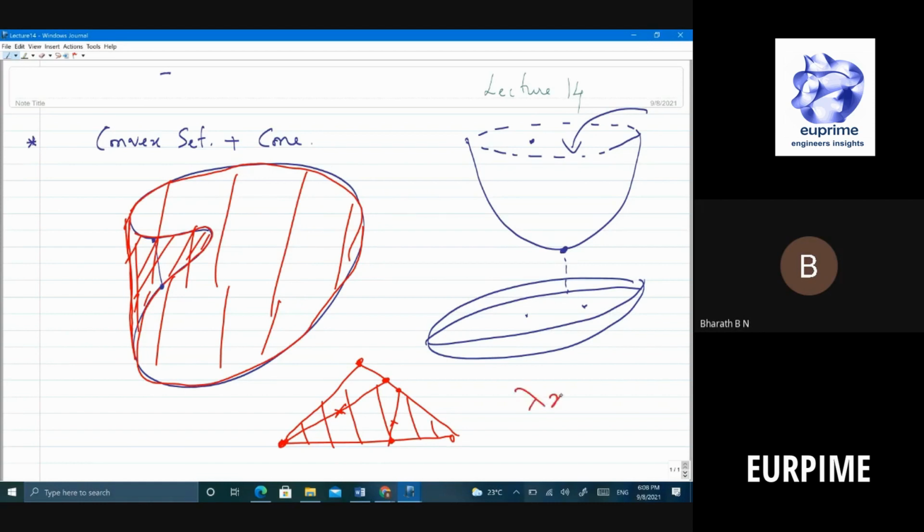Okay. So lambda x plus 1 minus lambda y. This is a convex combination of 2 points x and y. What can you say about lambda? It's a non-negative number. I mean, it's between 0 and 1, right? So this is 0 and 1. This is also between 0 and 1. And when you add these two, lambda plus 1 minus lambda, you get 1. Right? Let's generalize that.